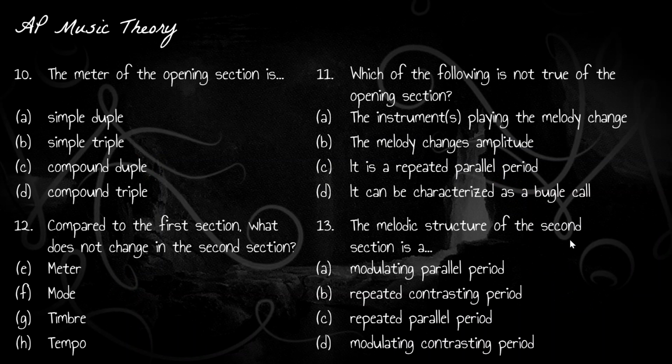12. Compared to the first section, what does not change in the second section? A, meter, B, mode, C, timbre, or D, tempo. And 13. The melodic structure of the second section is A, modulating parallel period, B, repeated contrasting period, C, repeated parallel period, or D, modulating contrasting period. Let's listen to the excerpt.